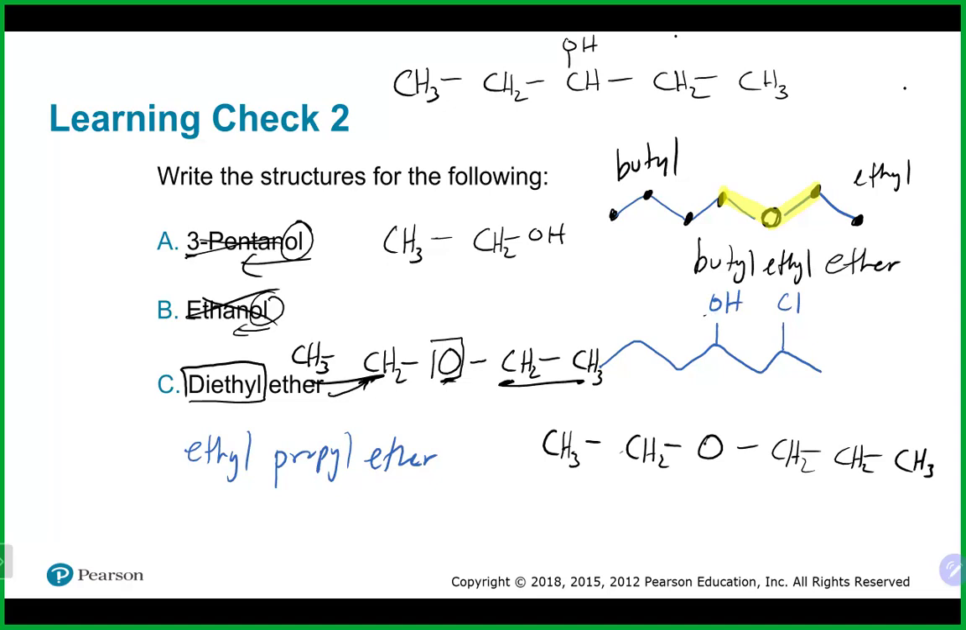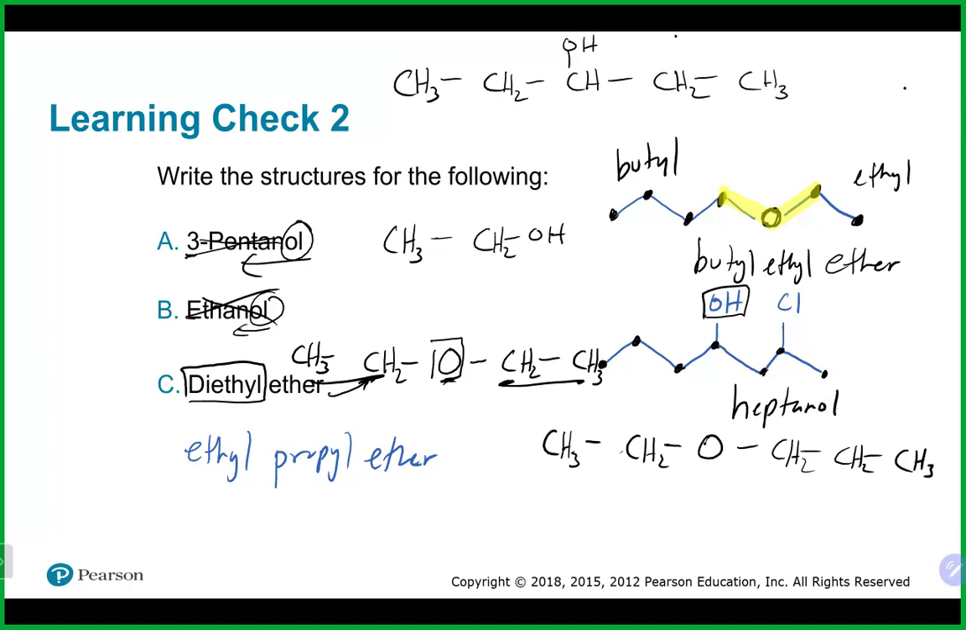Lastly, we got an OH there. So that makes me think alcohol. So we want the longest chain that contains the OH, right? Although I started writing here, we got 1 carbon there, 2 carbons, 3 carbons, 4 carbons, 5 carbons, 6 carbons, and 7 carbons. So 7 carbons is based off of heptane. That's now going to be heptanol, OL.